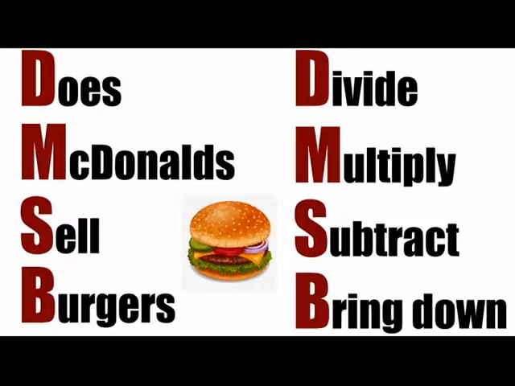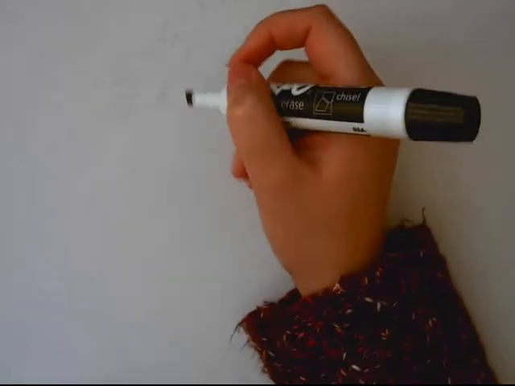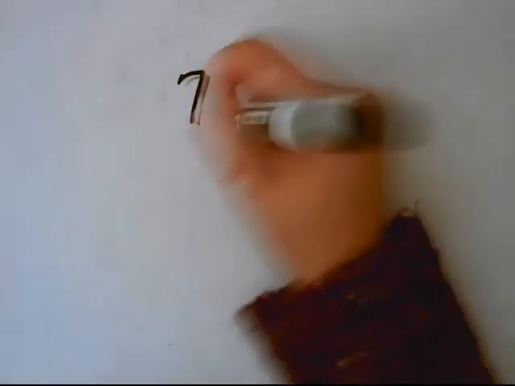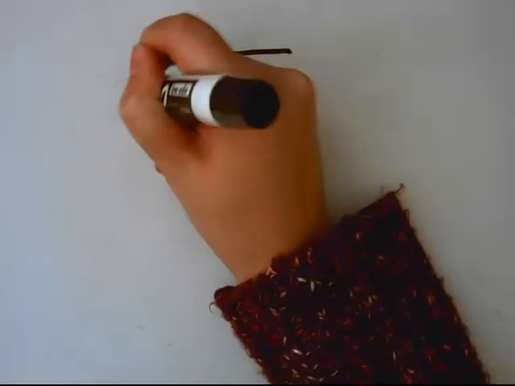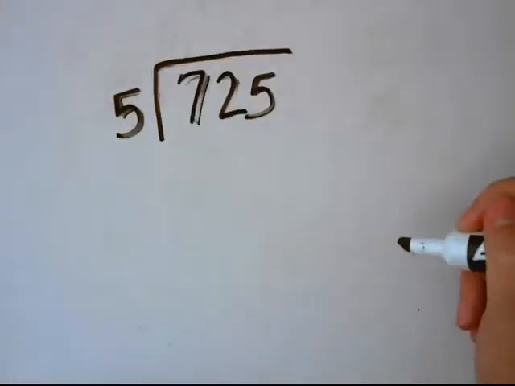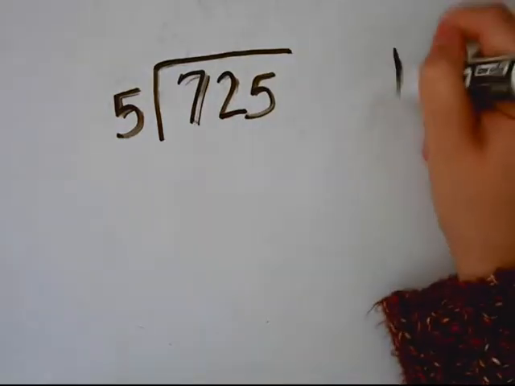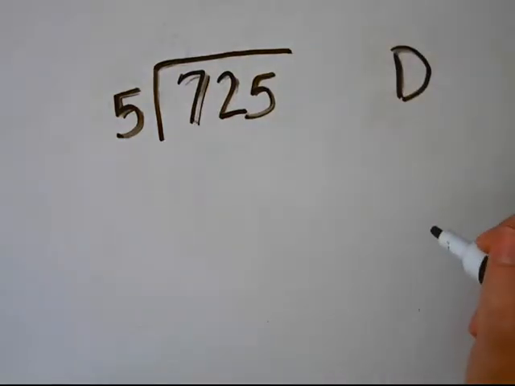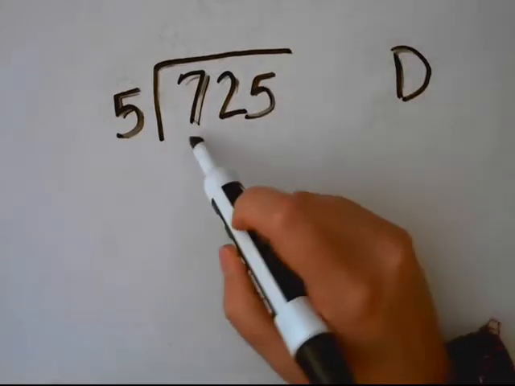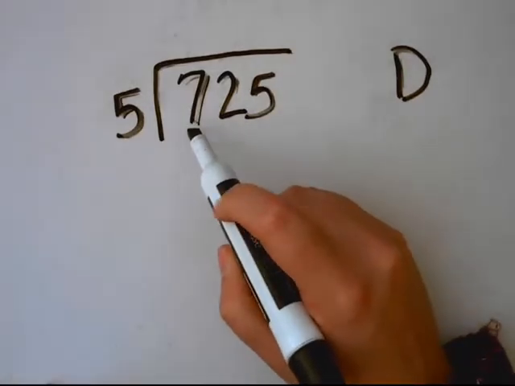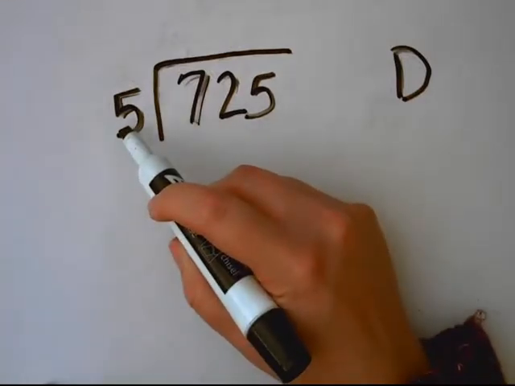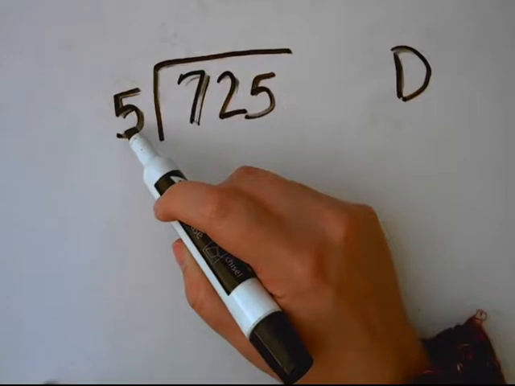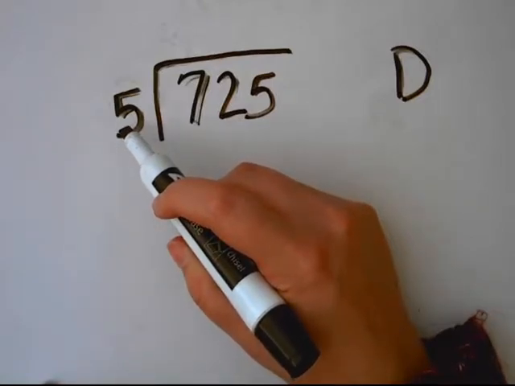Let's start with a practice problem. If I have 725 divided by 5, the first thing that I'm going to do is to divide. I'm going to look at the number that's in the hundreds place. That's my 7. I'm going to divide that number by my outside number 5. Now I know that 7 cannot be divided by 5, so I'm going to find the number that can go closest to it, which is 1.